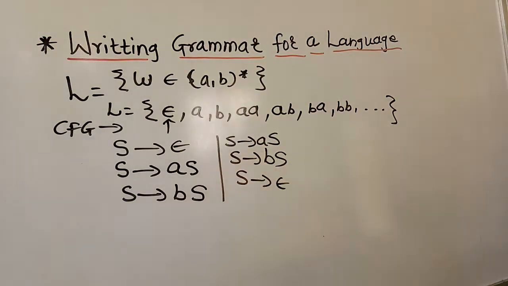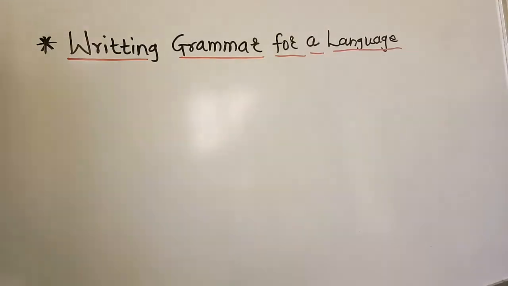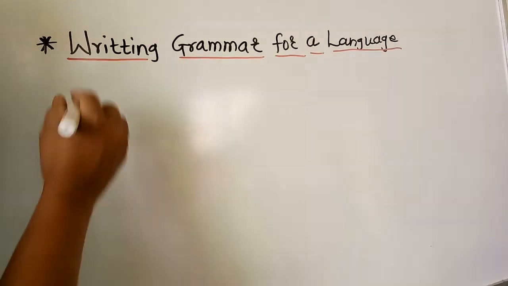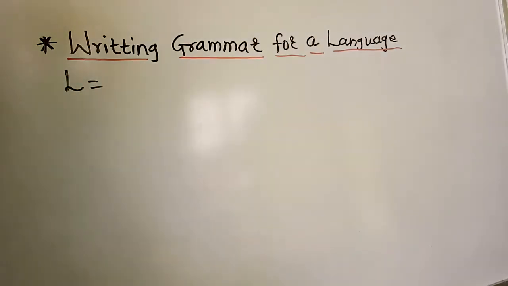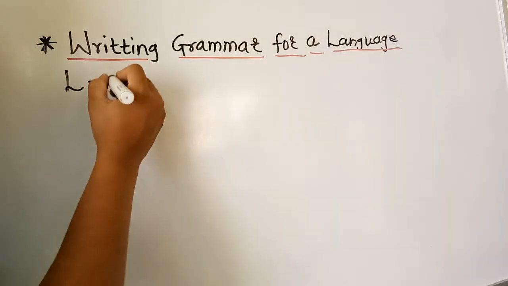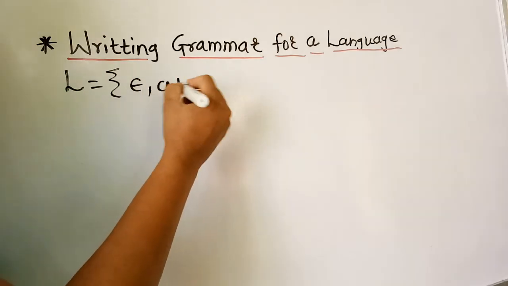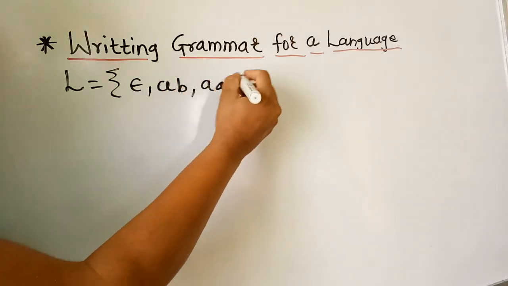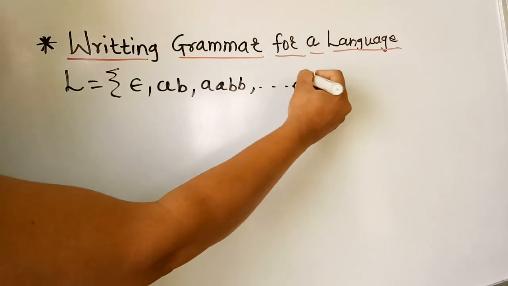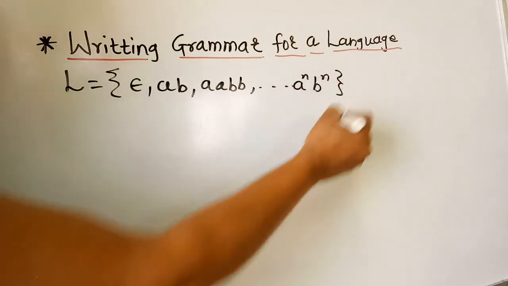Now, we will take another example. Another language for the context-free grammar calculation. That is, for example, L is a language having the terms like epsilon, then AB, then AABB, and so on till A raised to N, B raised to N.